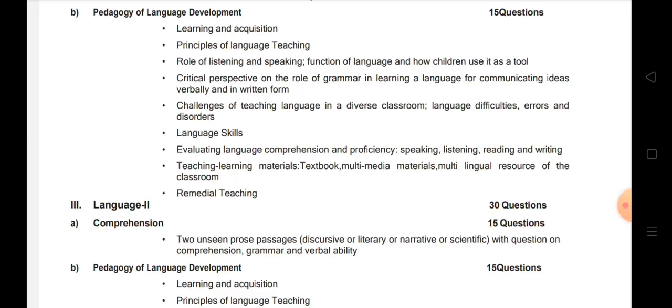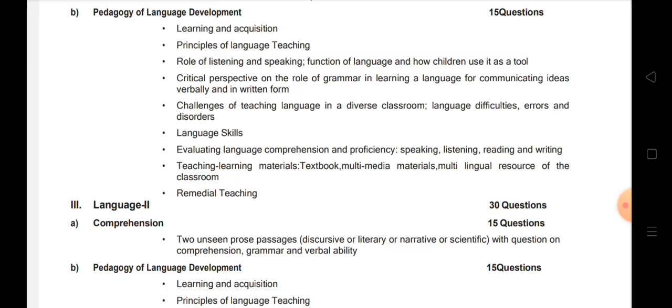Now, teaching learning materials: textbook, multimedia material, multilingual resources. These are the teaching aids. So we as teachers should make use of the textbook. How are we going to use the textbook in the classroom? How are we going to use multimedia, that is presentations, videos, slides, PDFs, different types of YouTube channels? So how are we going to connect?